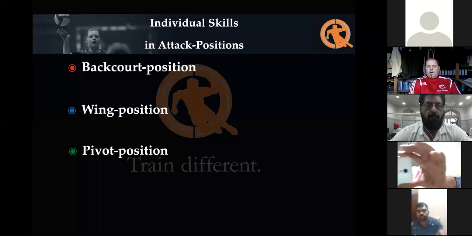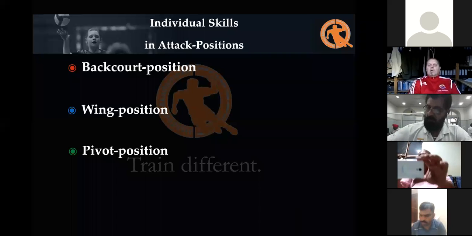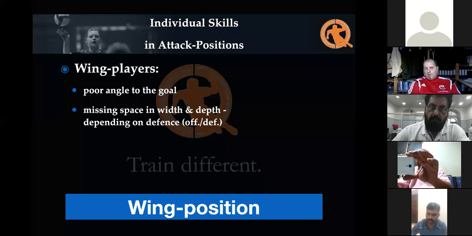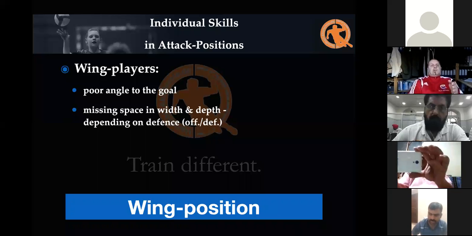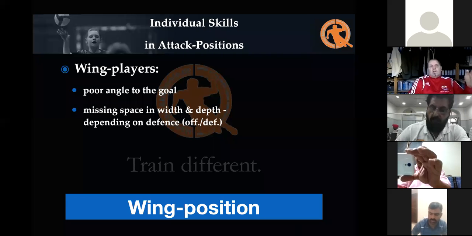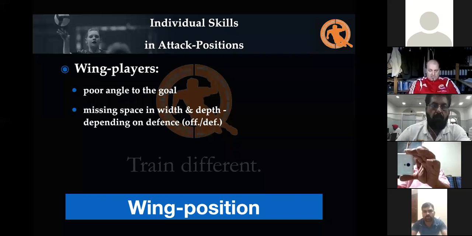Okay, let's come to the second position, which is the wing. Wing players, they have two aspects which are not so positive for them. First of all, compared to the backcourt players, poor angle to the goal, especially when they move outside. In a certain moment, the wing is in a position that he almost cannot score, or only score if the goalkeeper is making a big mistake.